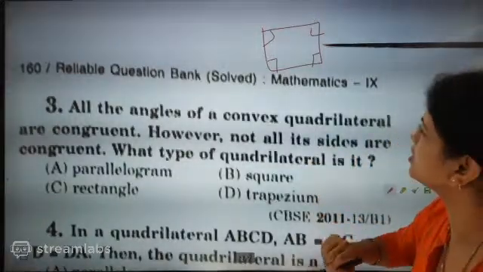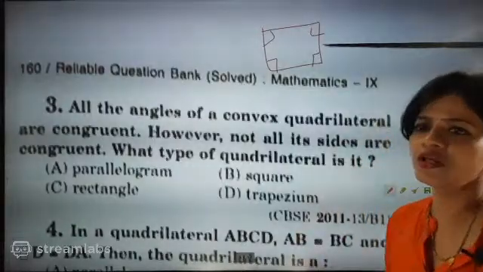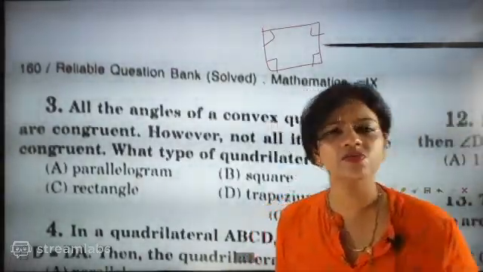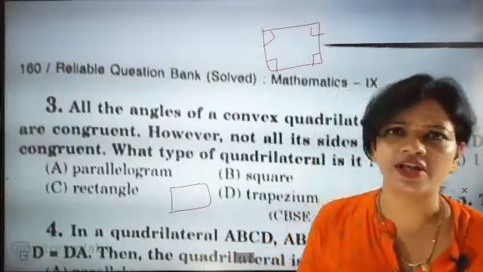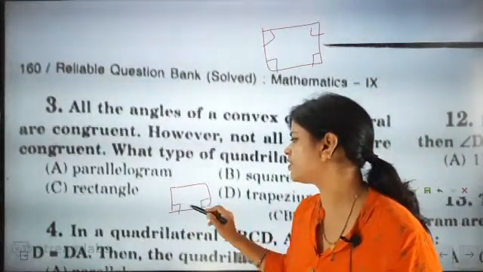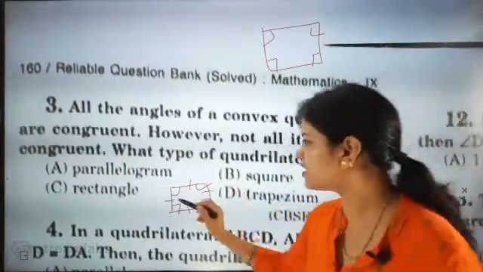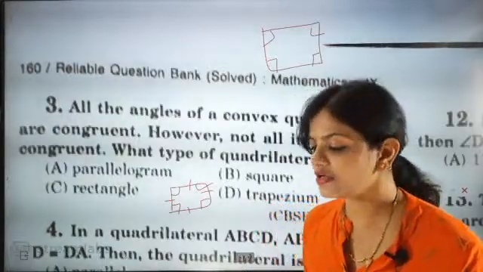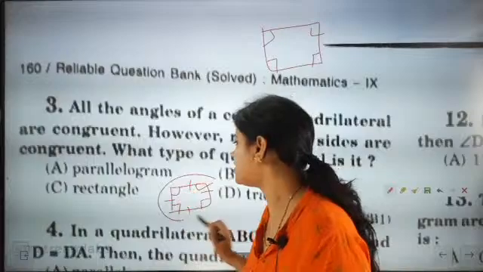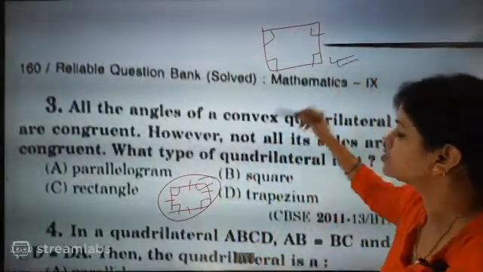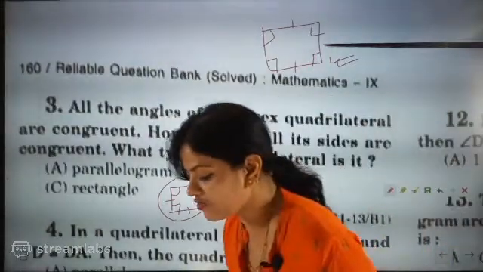However, not all sides are equal. So angles are equal but sides are not equal. If all angles are equal and sides are also equal, then it is exactly going to make a square. But if all angles are equal and sides are not equal, in parallelogram also we cannot justify that. So it is possible in square and rectangle. If all sides are not equal, that means opposite sides can only be equal. So it's a case of rectangle.